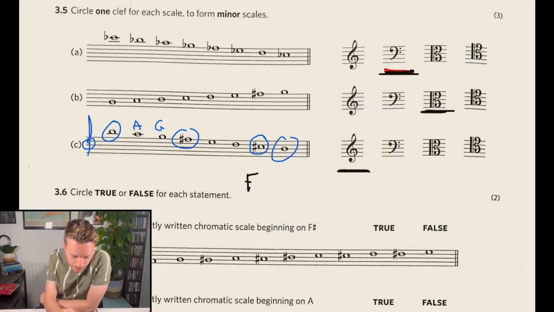So just to recap, B minor has two sharps, F sharp and C sharp, and these are in the correct positions for those.